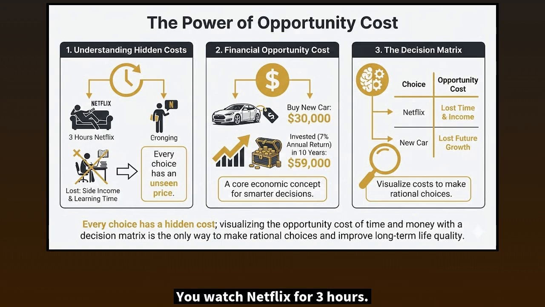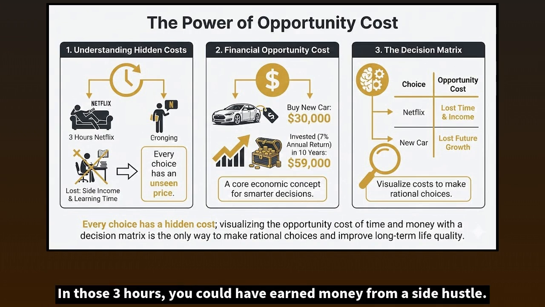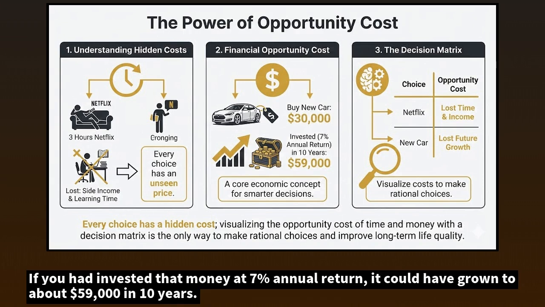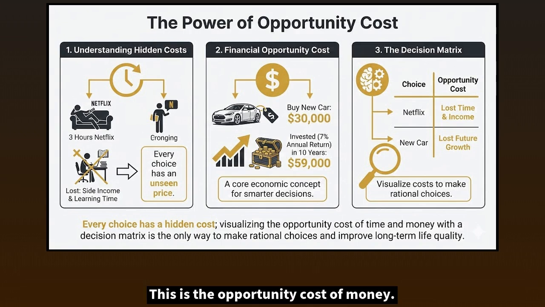You watch Netflix for 3 hours. In those 3 hours, you could have earned money from a side hustle. Or you could have learned a new skill. This is the opportunity cost of time. You buy a $30,000 car. If you had invested that money at 7% annual return, it could have grown to about $59,000 in 10 years. This is the opportunity cost of money.